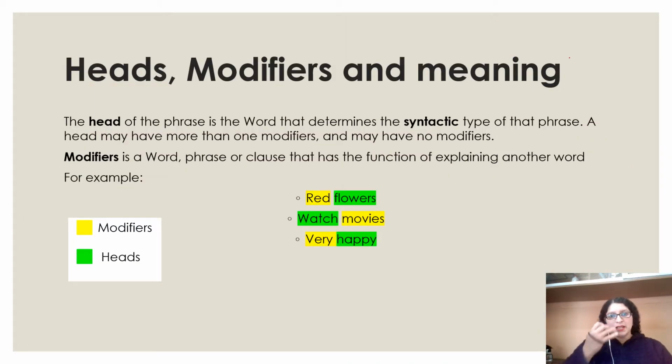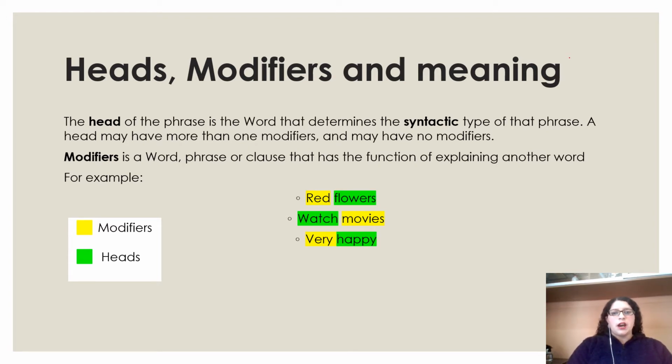Heads, modifiers, and meaning. In linguistics, the head of the phrase is a word that determines the syntactic side of the phrase. A head might have more than one modifier and might have no modifiers. Instead, a modifier is a word, phrase, or clause that has the function of explaining another word.